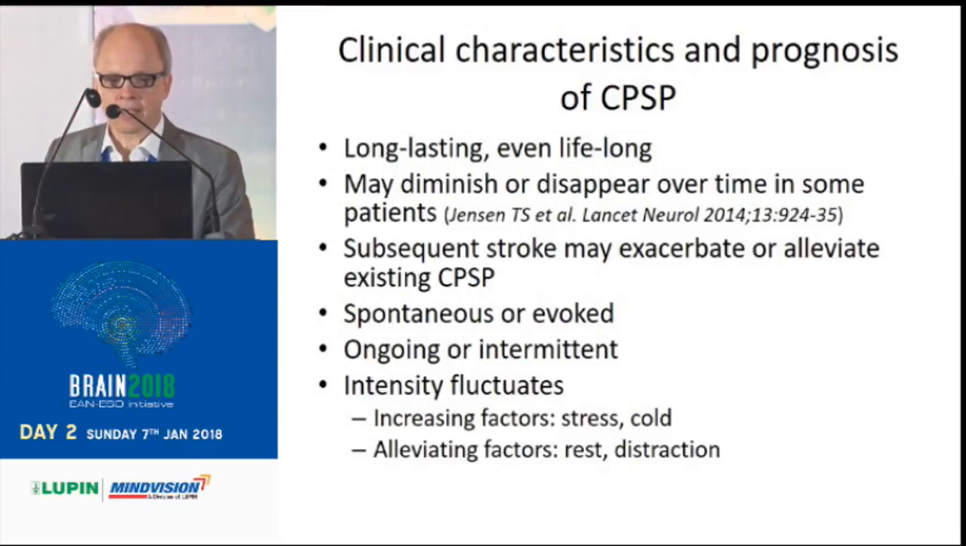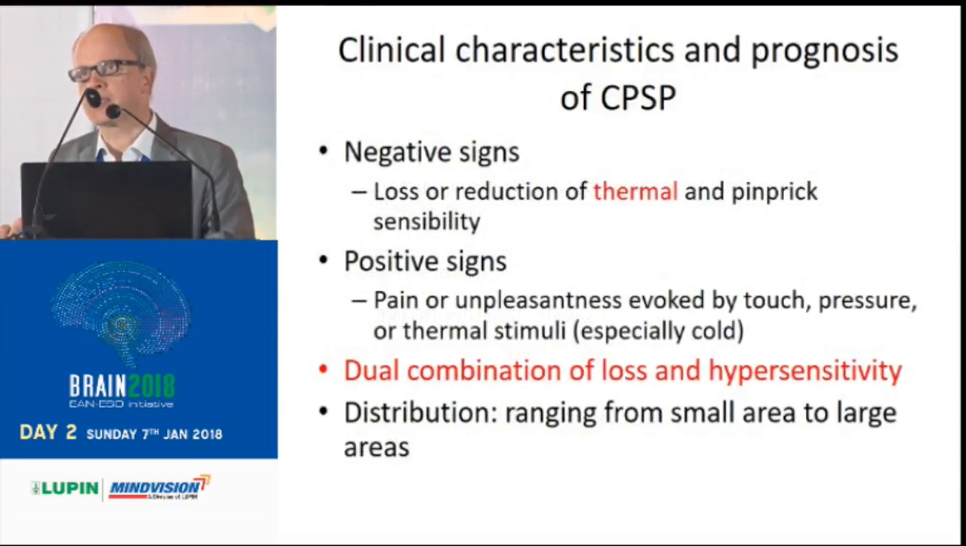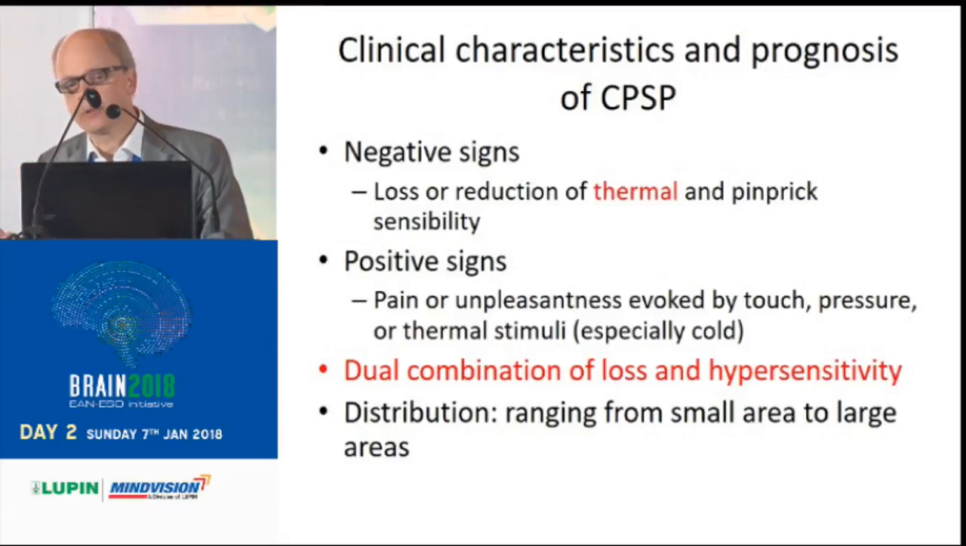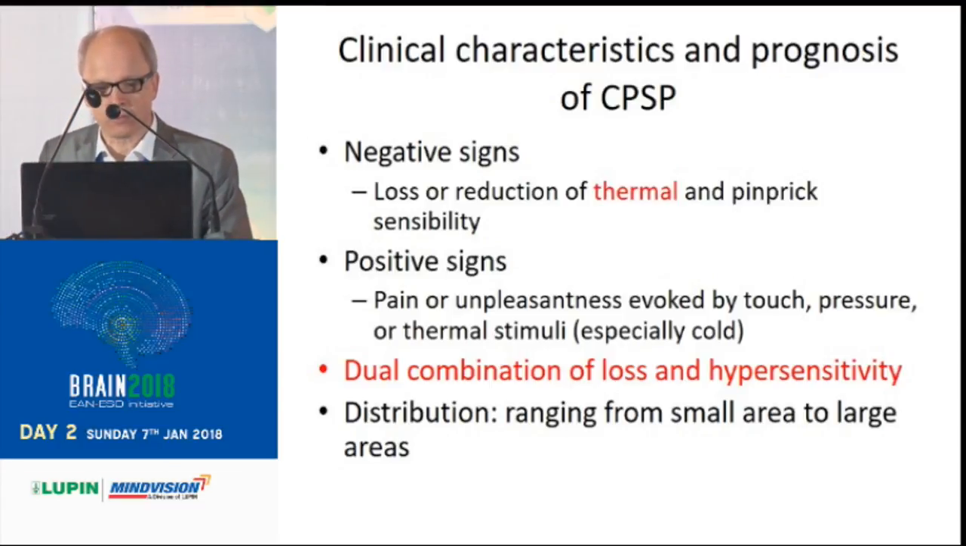What are the negative signs? I already mentioned them. So it's usually the loss or reduction of thermal and pinprick sensibility. These are the main components of central pain, so loss or reduction of thermal and pinprick sensibility. They are the negative signs, and then the positive signs are that pain or unpleasantness is evoked by touch, pressure, or thermal stimuli. Especially cold is one very well-known trigger of pain in central pain conditions.